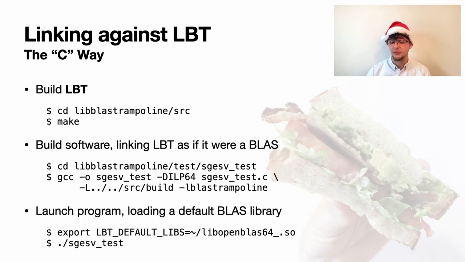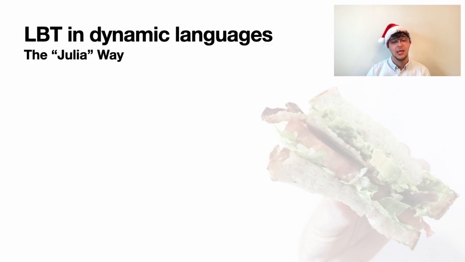However, because libblastrampoline needs a backing BLAS library, and your program may not realize that it's linking against libblastrampoline, it may think that it's linking against just any BLAS library, we're going to use a side channel to provide the information that libblastrampoline needs to know in order to load that backing BLAS library. So here we just export the default library that it should use, and then we can run our test and it works just fine. In a dynamic language, we have a lot more flexibility.